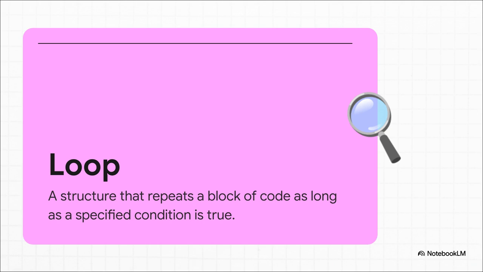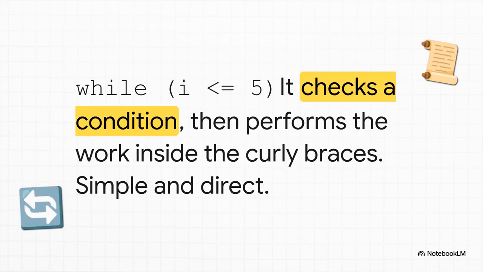And why does that matter? Because this is the key to unlocking real, powerful automation. Let's look at one of the most basic kinds, the while loop. It's super straightforward. Before it runs the code inside, it checks a condition. Here, it's asking, is i less than or equal to 5? If the answer is yes, it runs the code. Then it goes back and asks the exact same question again. It keeps doing this until the answer is finally no.